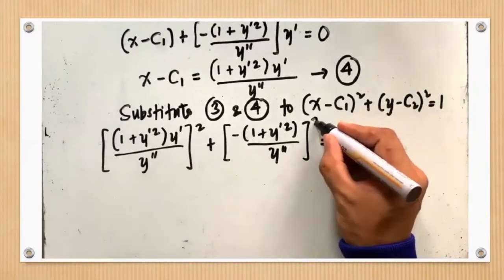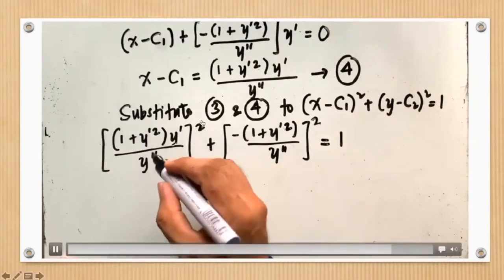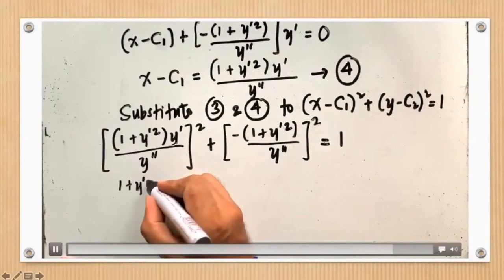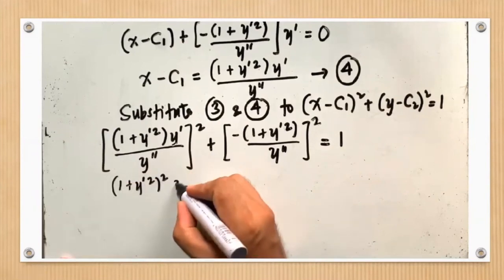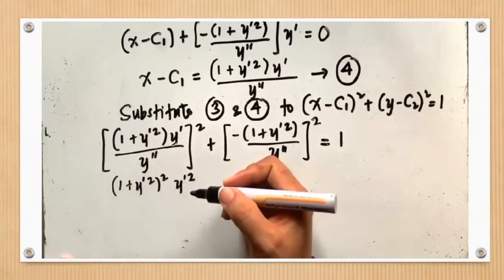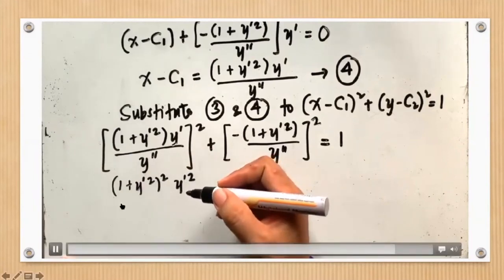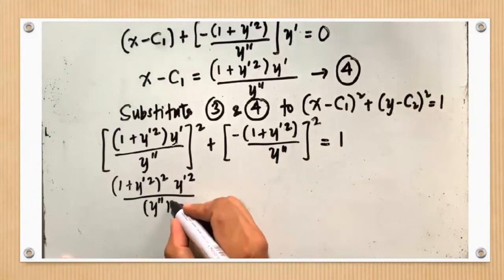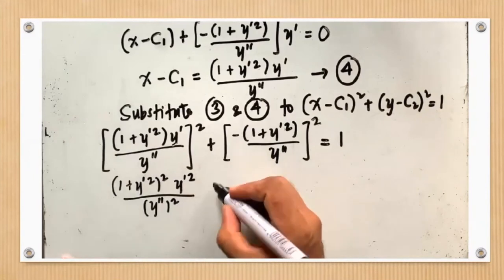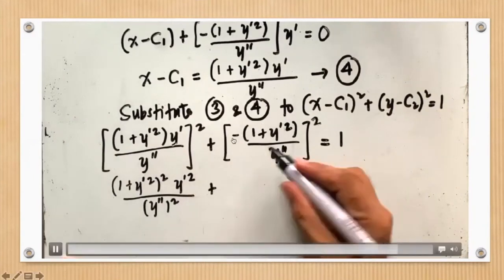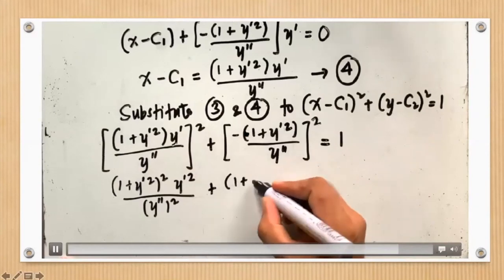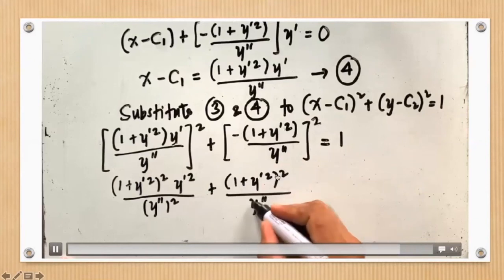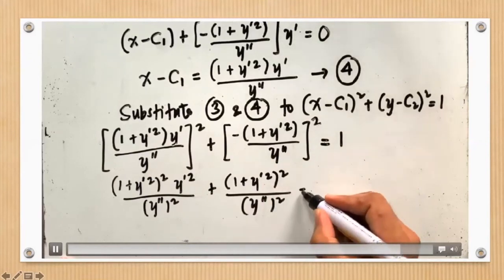Okay, so the next step will be to simplify. We apply now itong exponent na to sa bawat term. So you copy 1 plus y prime squared raised to 2, the same dun sa kanyang factor na y prime, so magiging y prime squared siya. Ganun din sa denominator mo, so y double prime becomes y double prime squared. And for the second term, pag in-square mo yung negative na expression, magiging positive yan. So 1 plus y prime squared raised to positive 2 all over y double prime squared equal to 1.